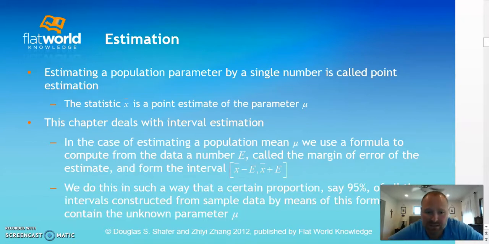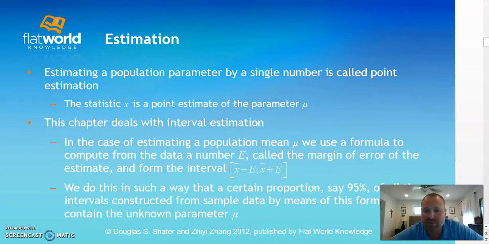So here's the thing. In the case of estimating a population mean, so figuring out what the population mean might be or could be, we use a formula to compute from the data a number E called the margin of error or the estimate, and form the interval. So basically what we're getting here is something called a confidence interval. And we're going to have a percentage with which we are going to be able to say, with this percent confidence, we can say that our mean will fall in this interval, okay?